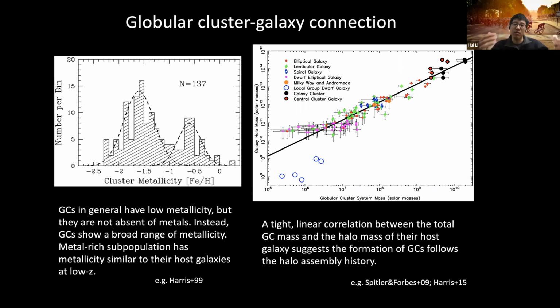And this makes the whole origin of the globular cluster very complicated, because we need to understand the detailed star formation history at parsec scale for the star cluster formation. We also need to understand their environments and the hierarchical nature of their structure formation.